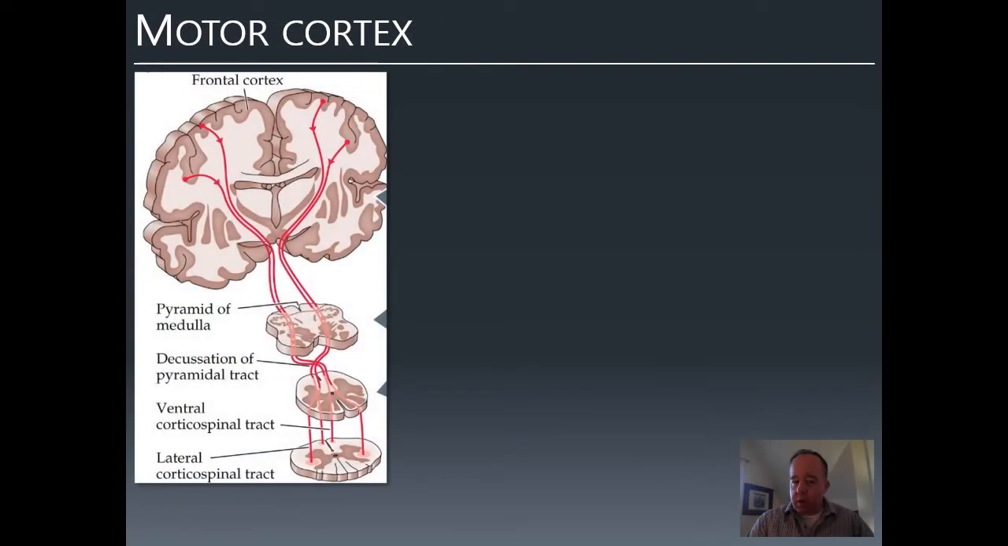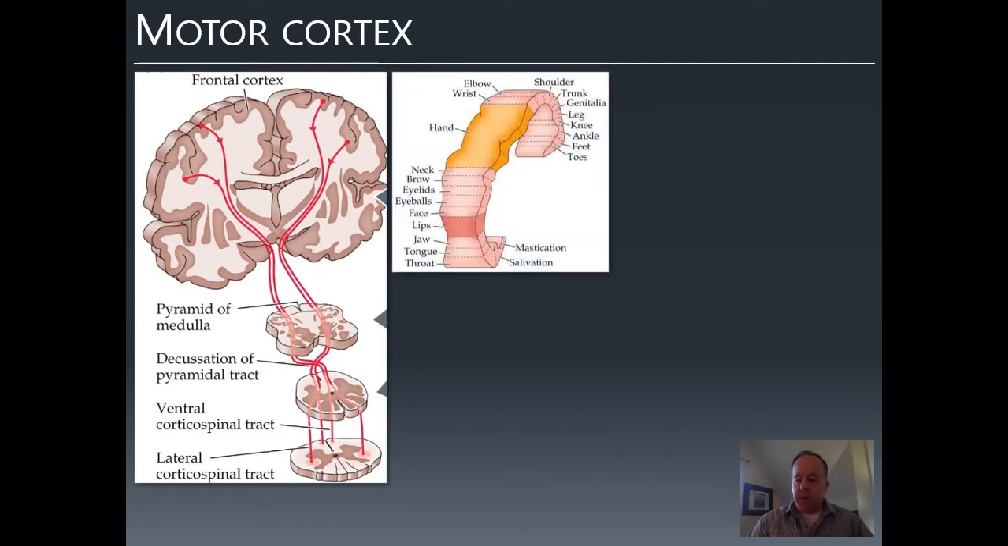Similarly, we have motor cortex. It's just in front of somatosensory cortex. So somatosensory cortex is the frontmost part of the parietal lobe. Motor cortex is the backmost part of the frontal lobe. So here we see sort of a slice of brain showing the motor cortex. We also see some cartoon neurons going down into the spinal cord. More on that in a minute.